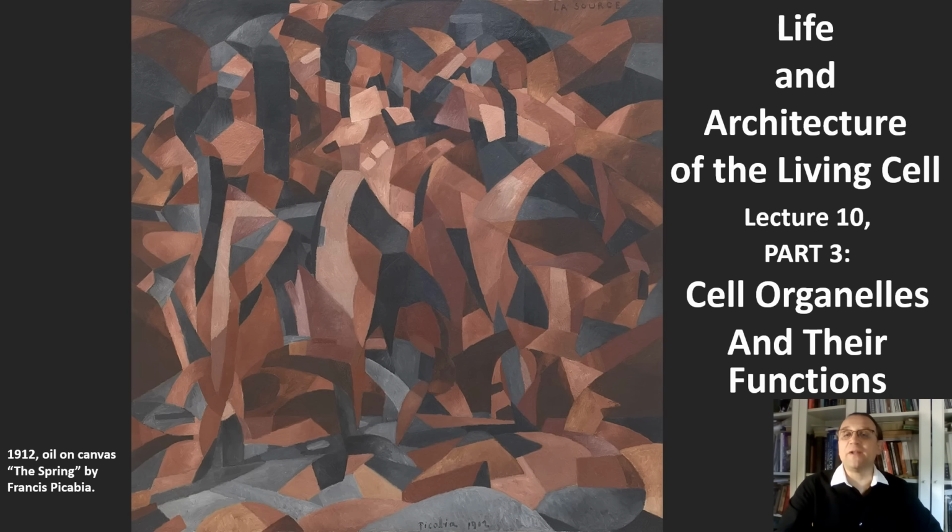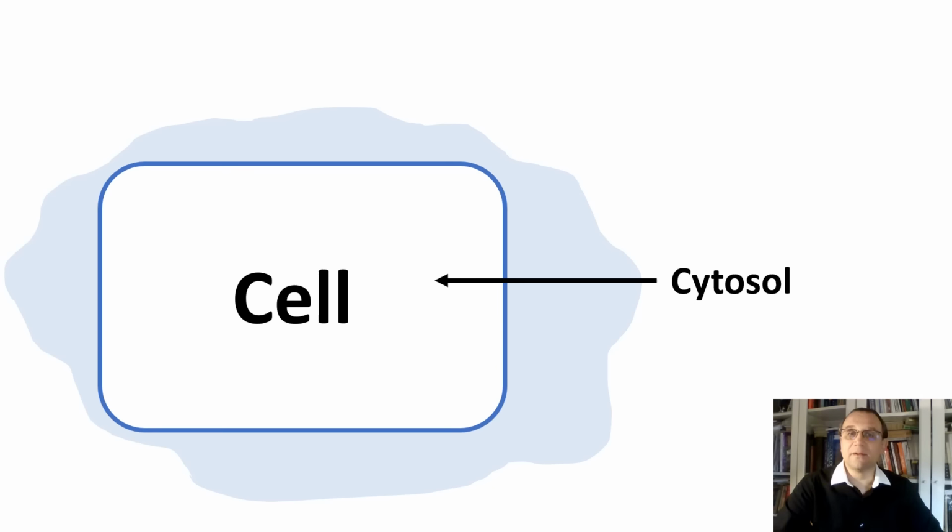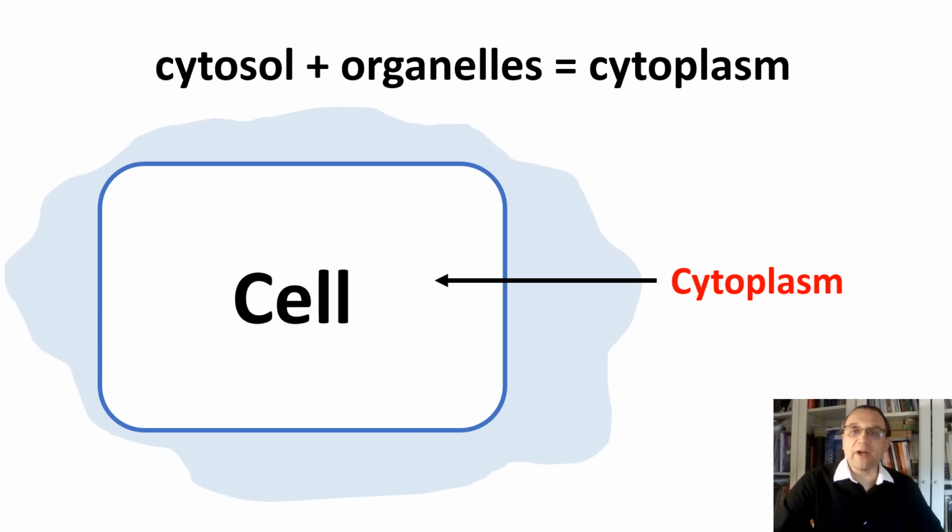At the beginning of the lecture, we looked at the cell membrane, also called the cytoplasmic membrane or plasma membrane. We also covered passive and active transport, and now it's time to look inside the cell. We find there a jelly-like substance called cytosol with a variety of little organs called organelles. Cytosol with organelles we refer to as cytoplasm.